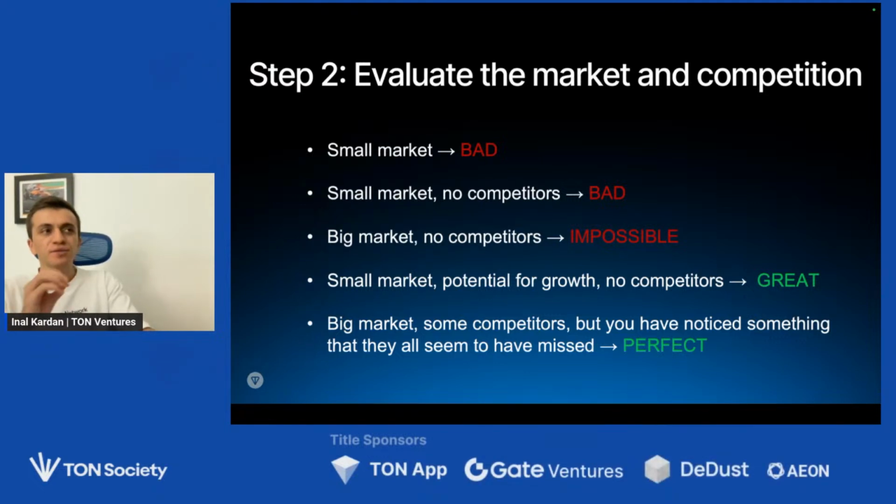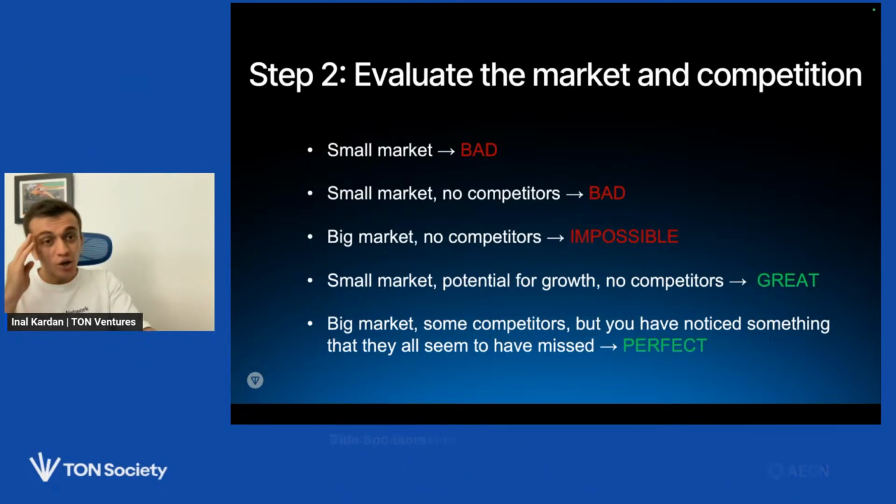But here you always have to directly say what others have missed. When you pitch your product, try to think, okay, there should be a slide about the market.